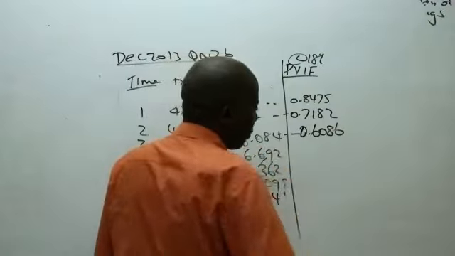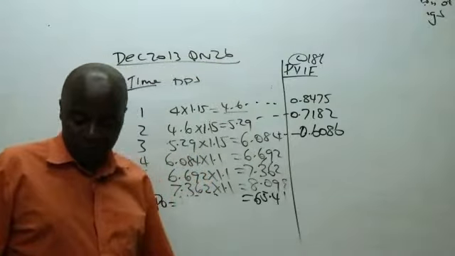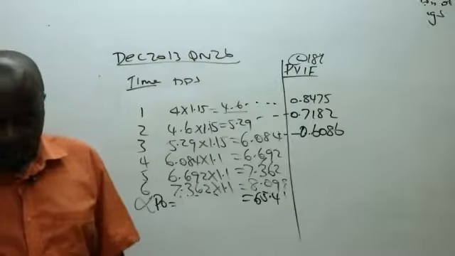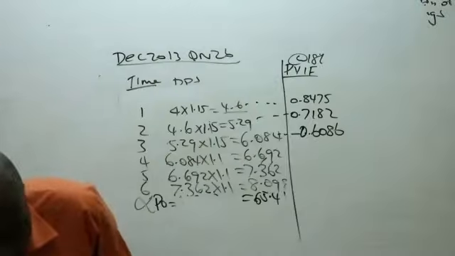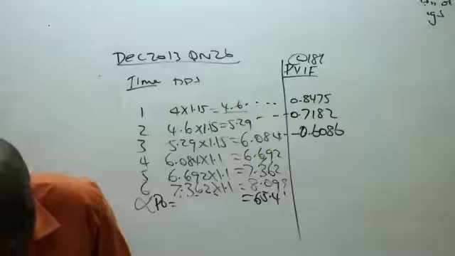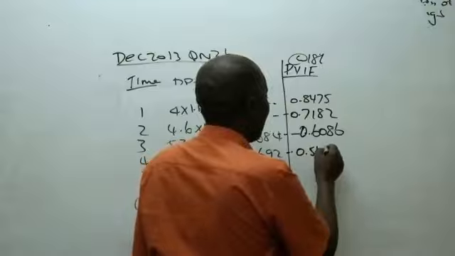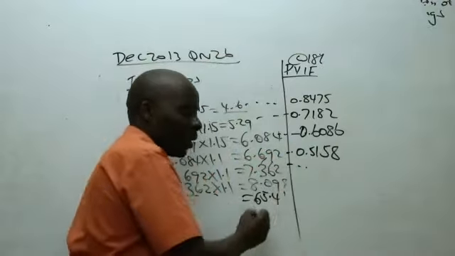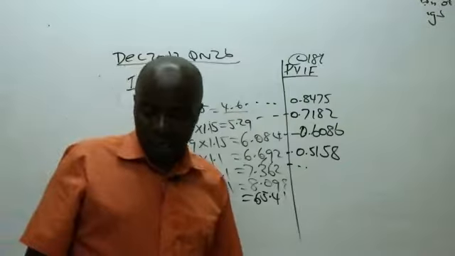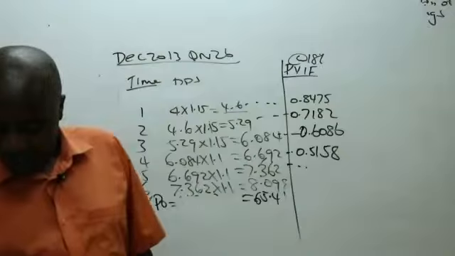0.6086, that's how it's supposed to be pronounced, but to make your life easier, we normally pronounce it the African way. The next one, I'm being told, is 0.5158. How about the fifth one? What do we have there for the fifth one?